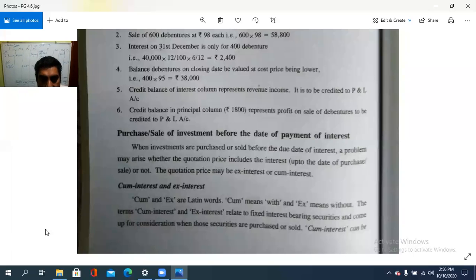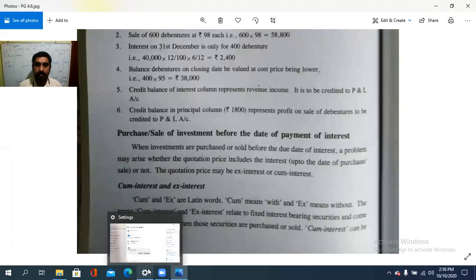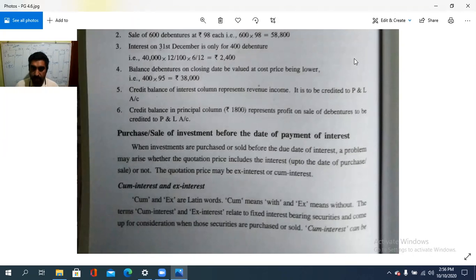So in continuation with that, purchase and sale of investment before the date of the payment of interest. Either the security is purchased or sold before the date of the payment of interest. Then when investments are purchased or sold before the due date of interest, a problem may arise whether the quotation price includes the interest up to the date of the purchase or the sale or not.